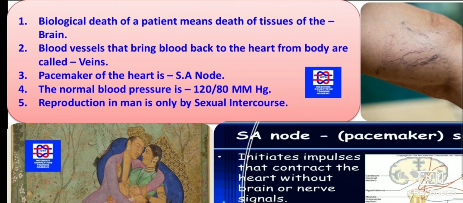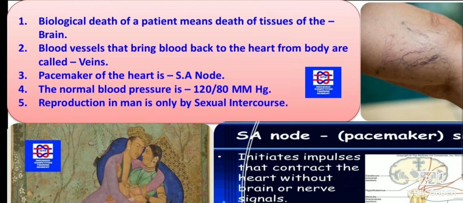Here we have the normal blood pressure. As we are aware, systolic is 120 and diastolic is 80. 120 by 80 is the normal blood pressure, which is measured by the sphygmomanometer in millimeter Hg.